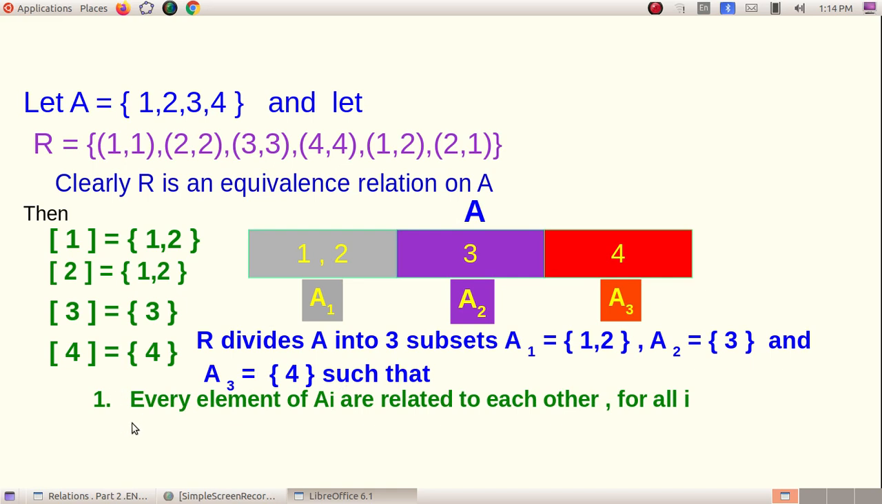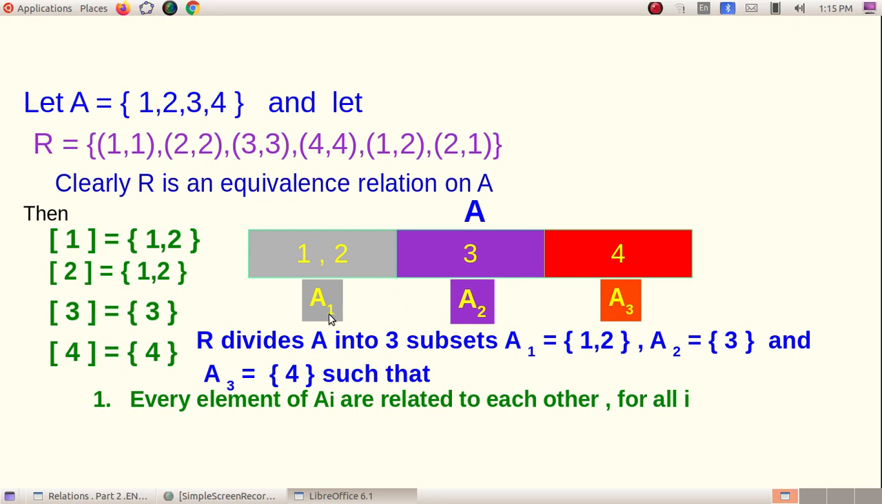Now the second property: is any element of A1 related to any element of A2? No. Why? There is no (1,3), (2,3), (3,2), (3,1) here. It is not an element of this relation. In a similar way, (3,4) does not belong to R, (4,3) does not belong to R, (2,4) does not belong to R, (1,4) does not belong to R, (4,1) does not belong to R.